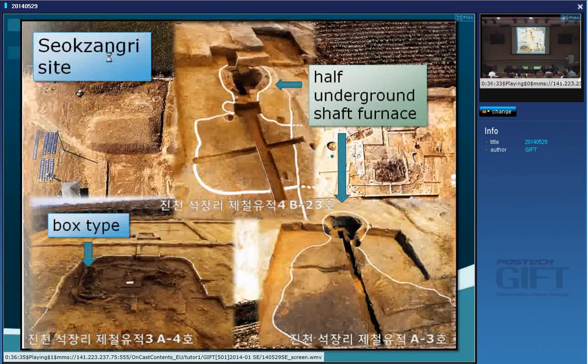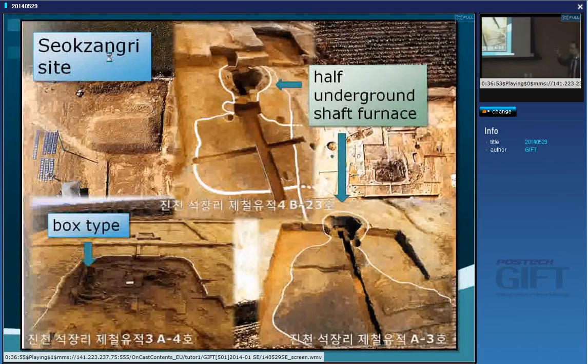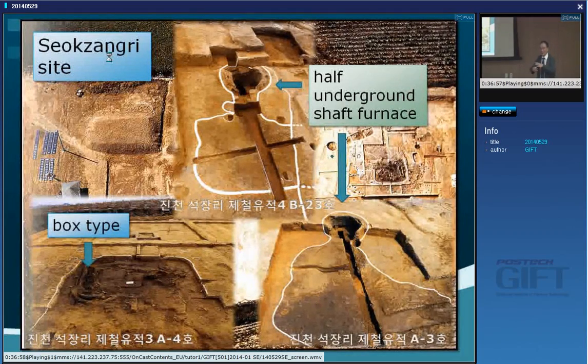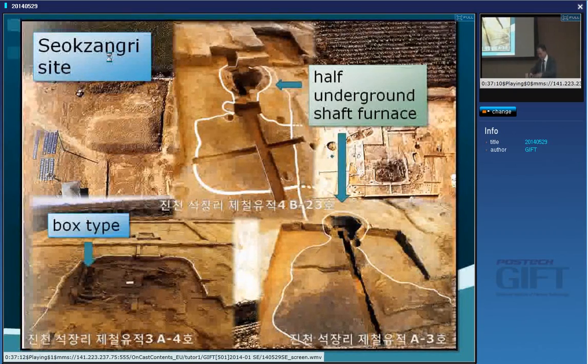In the 4th century they used this type of furnace, but the upper part of the furnace was totally destroyed, not remained. We couldn't find the upper part of the furnace anywhere, only the underground part remained. They made a special layer to protect against moisture. Mainly they laid charcoal sometimes.